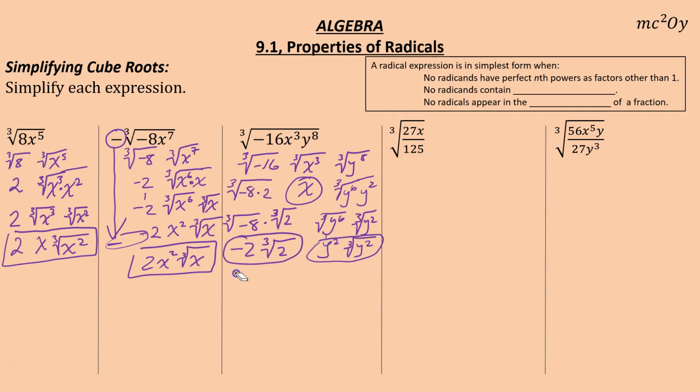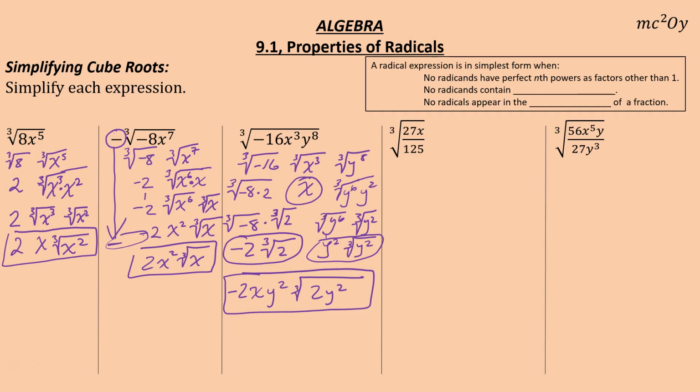So the pieces I'm done with are all the circles. Those are my dead ends. So I have -2 on the outside. I have an x on the outside. I have a y squared on the outside. And in my cubed root symbol, I have a 2 and I have a y squared. Put them all together. All right.